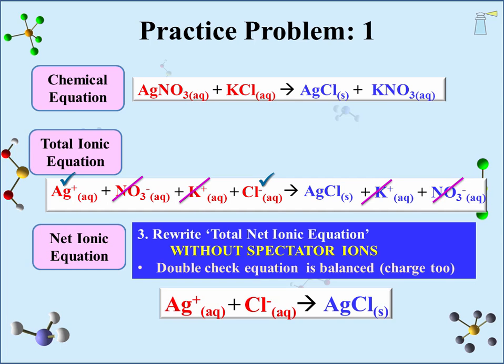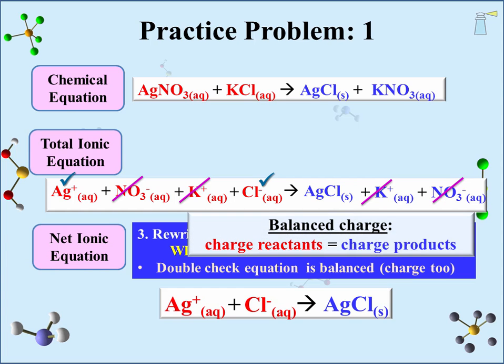Is this equation balanced? There is one silver and one chloride on each side, so yes. If the answer is no, then return to the chemical equation and verify that it is balanced. What about charge? Is the total charge on the reactant side equal to the total charge on the product side? Silver chloride is a neutral compound, so its net charge is 0. On the reactant side, there is a single positive charge and a single negative charge, which combine for a net charge of 0. Yes, charges are balanced, and the equation checks out. The problem is complete.